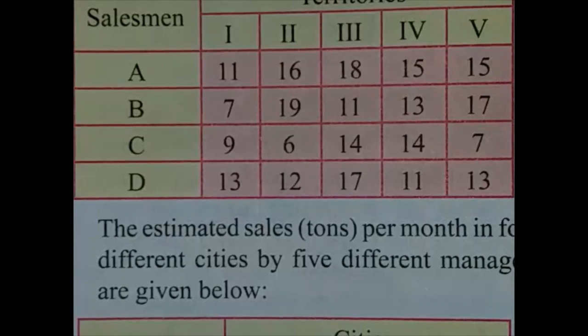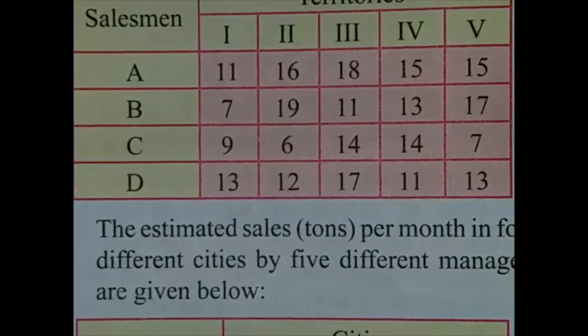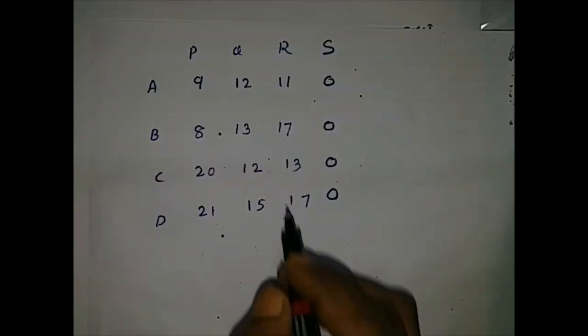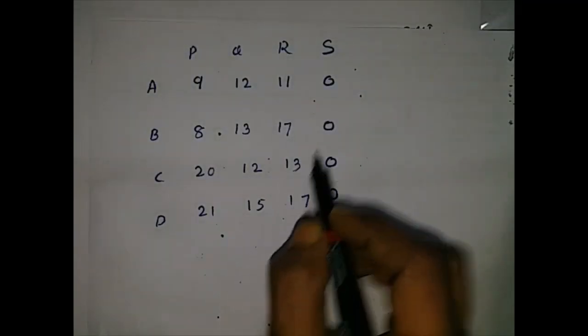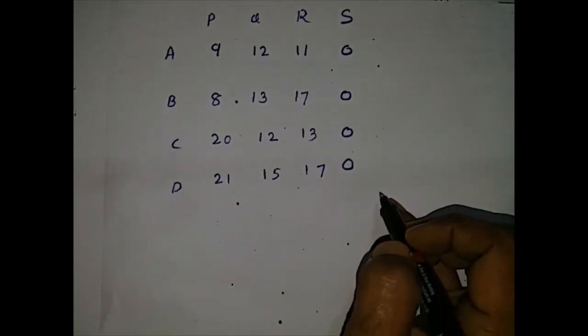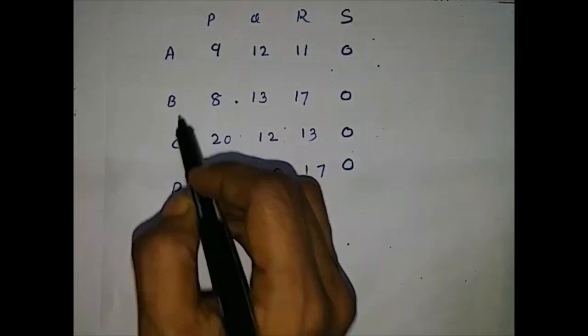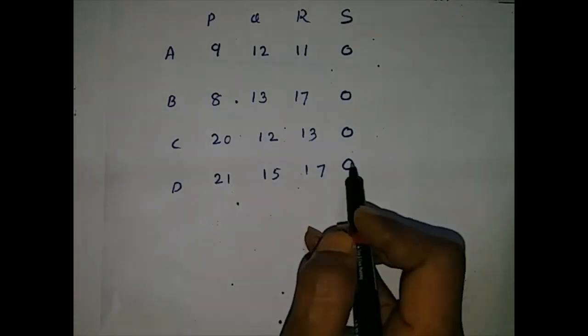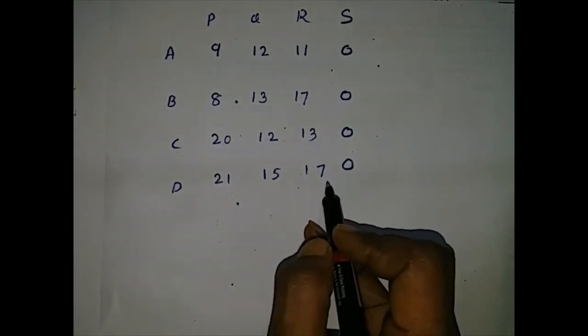Okay, so unbalanced assignment problem. First we will make the number of rows equal to the number of columns by adding one more dummy row or dummy column. Here we have added one dummy column for making the problem balanced, that is, for making the number of rows equal to the number of columns. So first we balance the problem. Now all steps are similar.